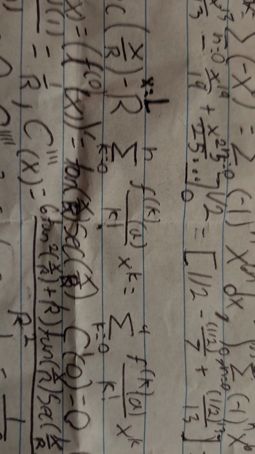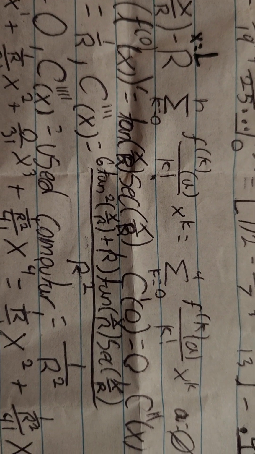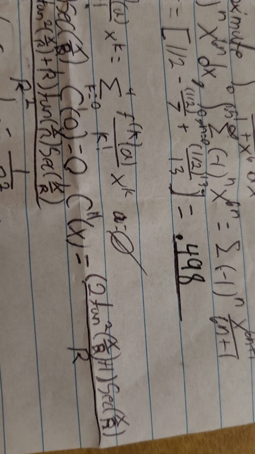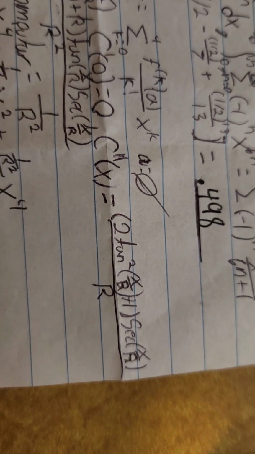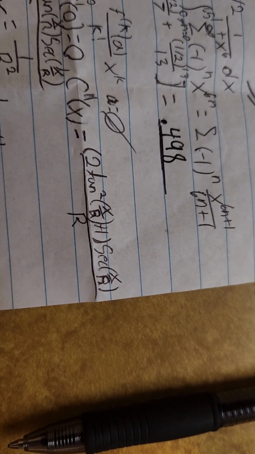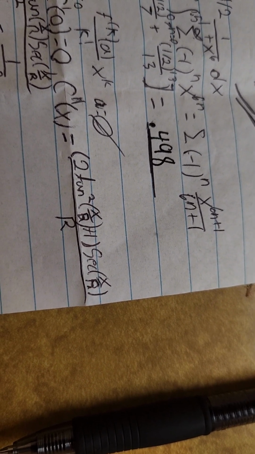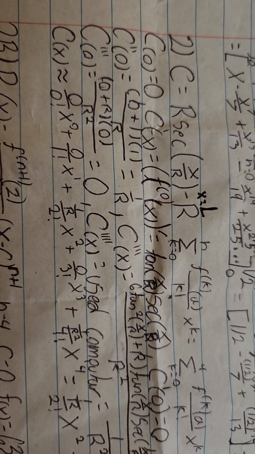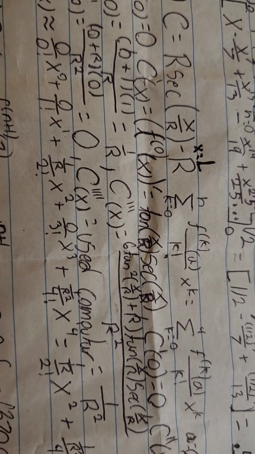Sorry I did it that way. Times secant x over r. Then the first derivative with 0 plugged in is equal to 0, so it doesn't really matter. The second derivative of x is 2 tangent squared x over r plus 1 times secant x over r. Then plug in 0, you get 0 plus 1 times 1 over r, which equals 1 over r.